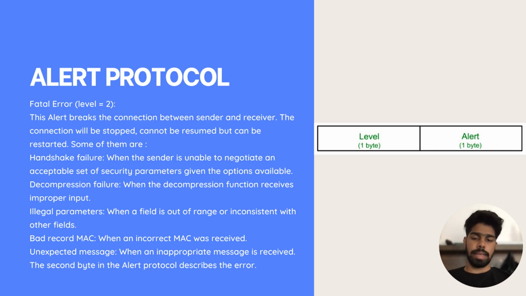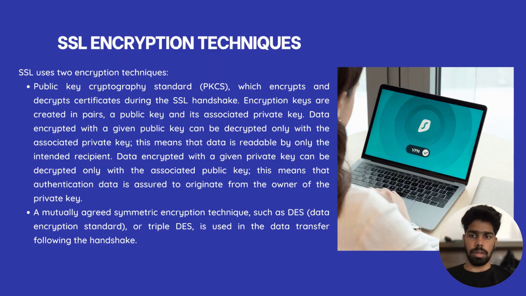So the second byte, the alert, describes the type of failure or error which has occurred, and the level describes which level it is, fatal error or the normal error.